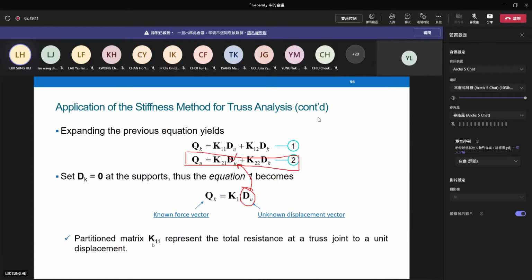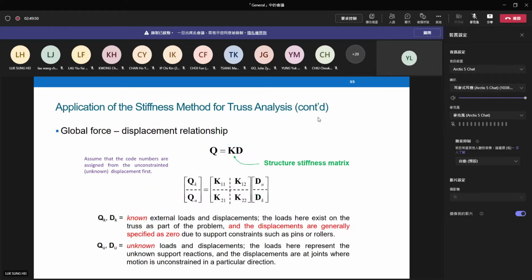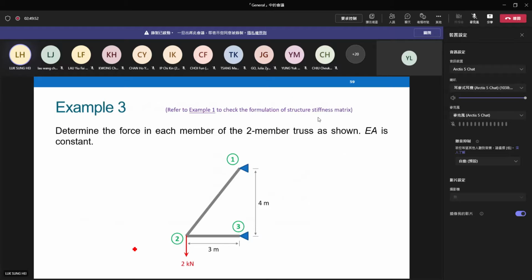We mentioned right here, in this matrix equation, if you know one side, then the other side is unknown, or in reverse manner. It's helpful to check your formulations.